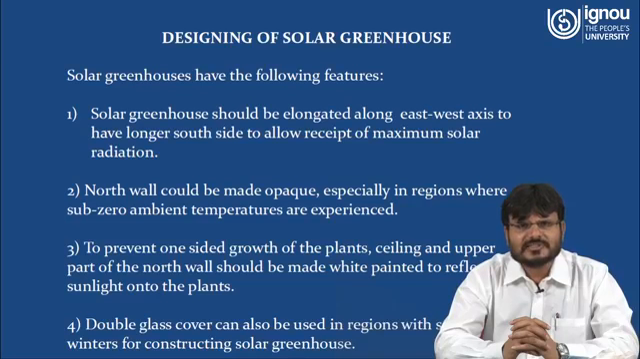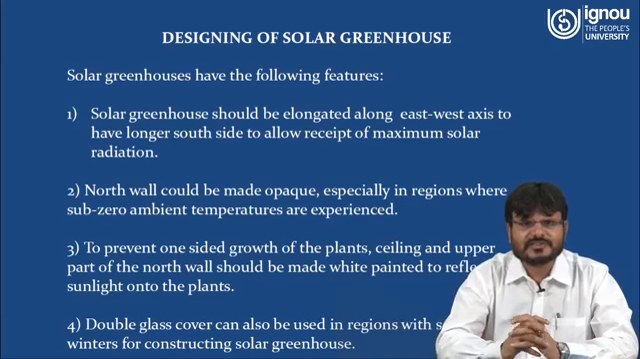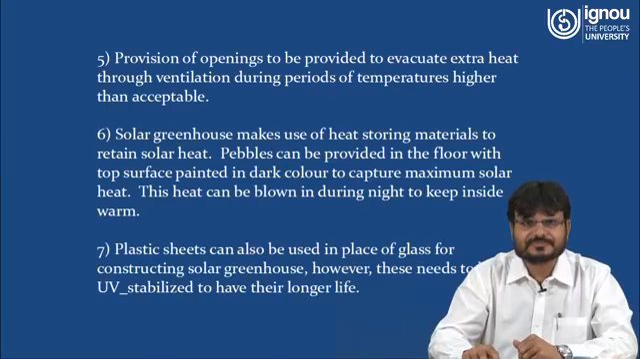To prevent one-sided growth of the plant, the ceiling and upper part of the north wall should be painted white to reflect sunlight onto the plants. A double glass cover can also be used in regions which experience severe winter for constructing a solar greenhouse.